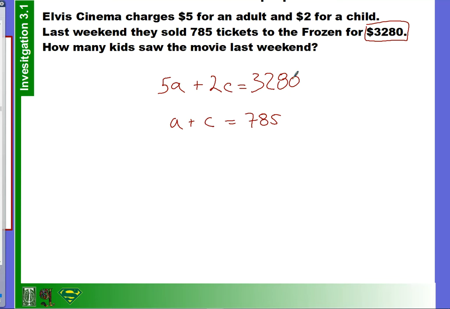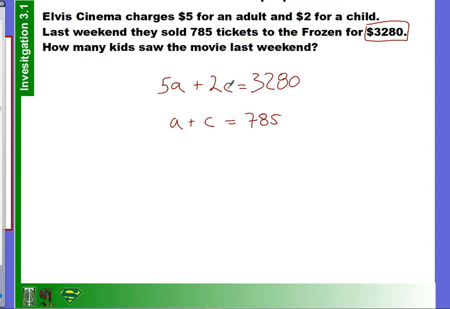I really don't want to use substitution in this case. It's cumbersome, it looks ugly, I don't want to do it. So what I'm going to do is something called the multiplication and addition method. What I need for this to work is opposites. Now, what is the opposite of 5a? Negative 5a. What is the opposite of 2c? Negative 2c. So either one, it doesn't matter.